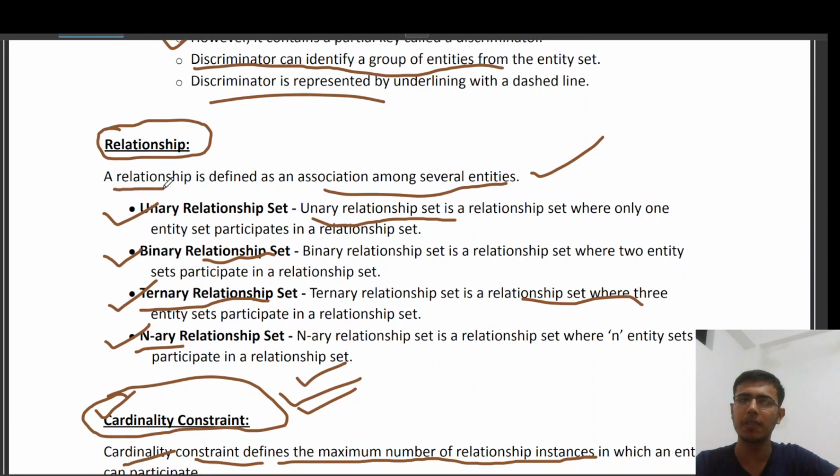A relationship is defined as the association among several entities. So it basically describes the association among the several entities, right?